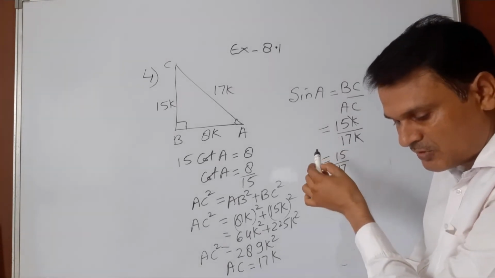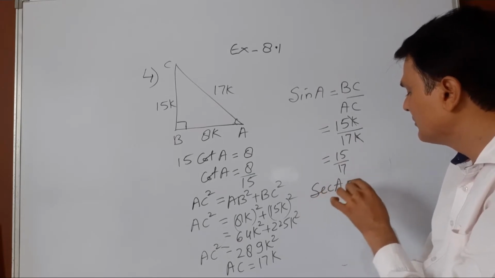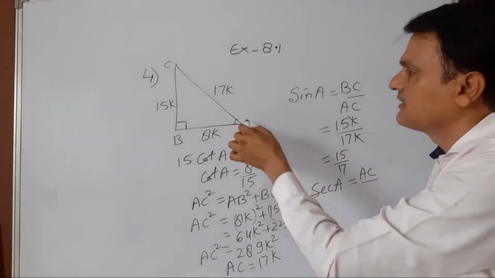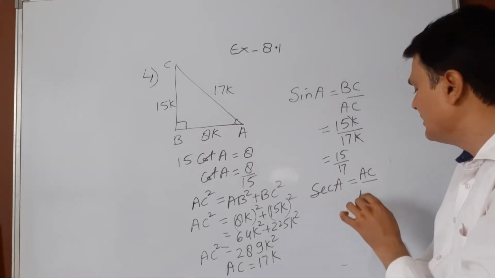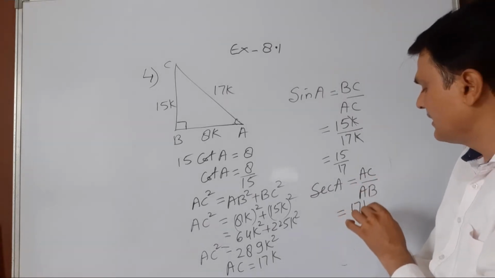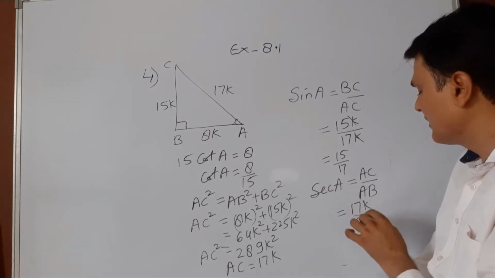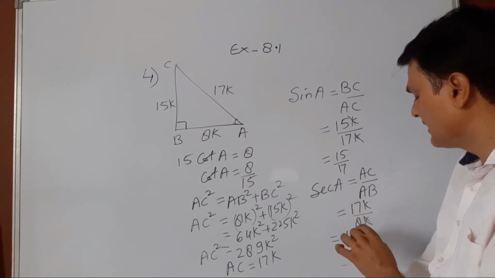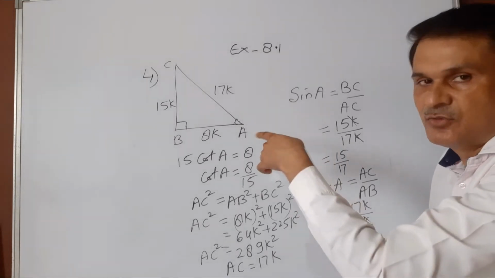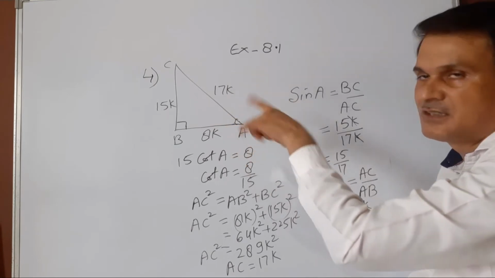And also we have to find sec A here. Sec A equals the hypotenuse AC upon the side adjacent to angle A, that is AB, and the value of AC is 17K upon AB, which is 8K. K cancels out and we get 17 upon 8. So we have two sides that are given, and we can calculate the third side.